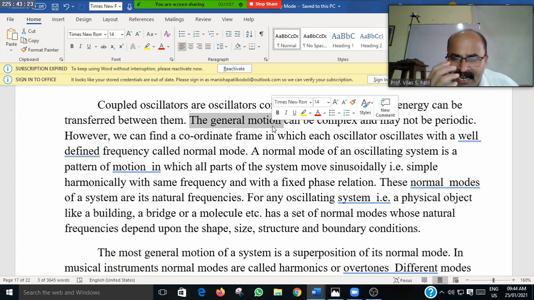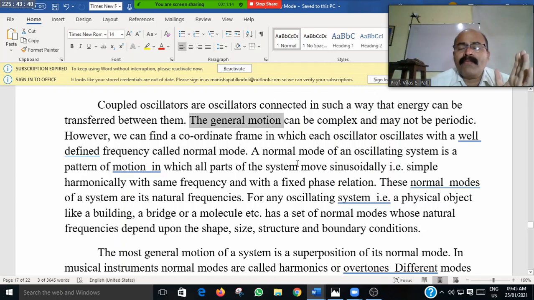However, we can find a coordinate frame in which each oscillator oscillates with a well-defined frequency, called a normal mode. In a normal mode, the frequency of the coupled oscillation is well defined. It is not complex, and that is known as a normal mode. A normal mode of an oscillating system is the pattern of motion in which all parts of the system move sinusoidally, which means simple harmonic motion. If the motion of a single pendulum is described by simple harmonic motion, then that is known as the normal mode.